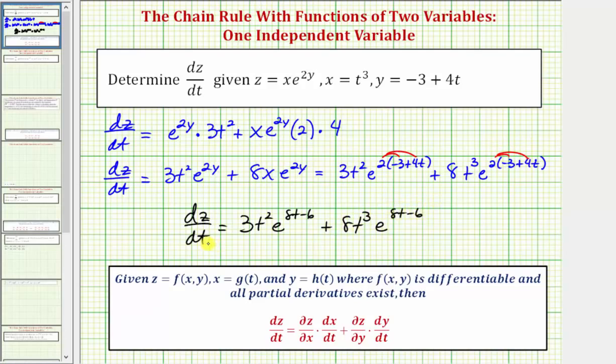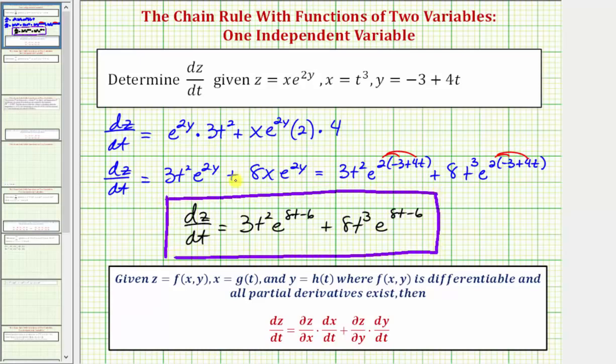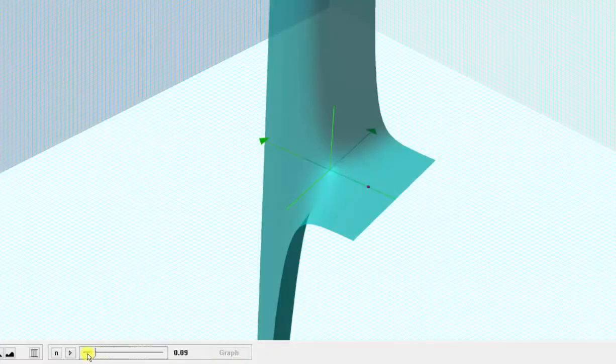So again, if we were to evaluate dz/dt, and let's say for any value of t between 0 and 1, it's going to give us the instantaneous rate of change of z with respect to t, or the change in height with respect to t. So going back to the graph one more time, again, just looking at the interval from t equals 0 to 1, the value of dz/dt is going to give us the change in height at a given value of t from 0 to 1 along this path.